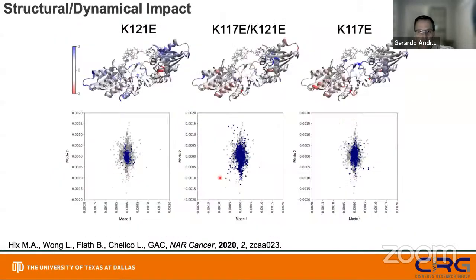And we actually characterize that with network analysis and normal mode analysis. And so you can see it here. This is the first normal mode comparison. So the gray in the back is the wild type, and the blue is the particular mutant. So in 121E, you see that the comparison between mode 1 and mode 2 is much tighter for the cancer mutant than for the wild type. But for the double mutant, the dynamics are much more similar, and 117E is much more similar. So it's because of that.